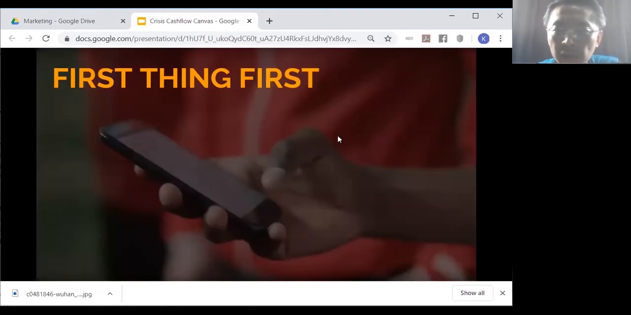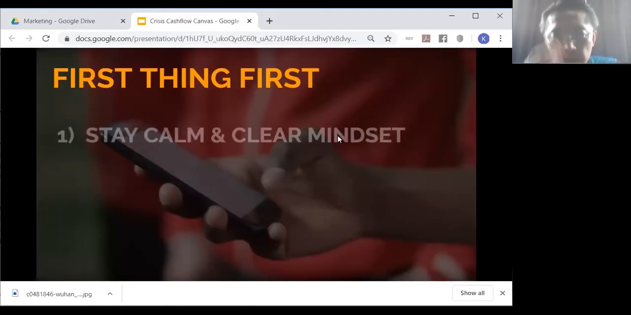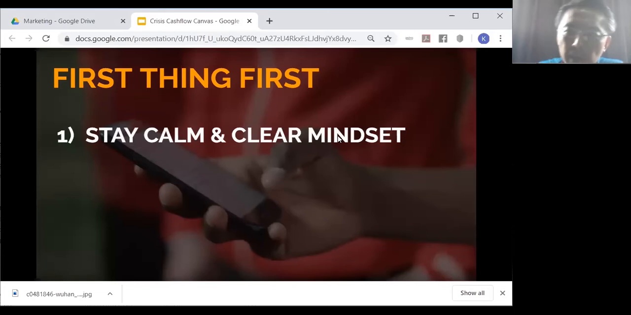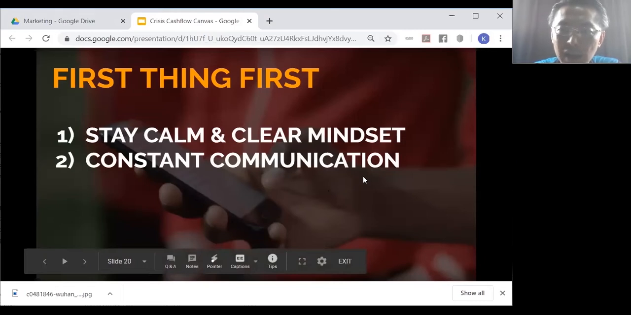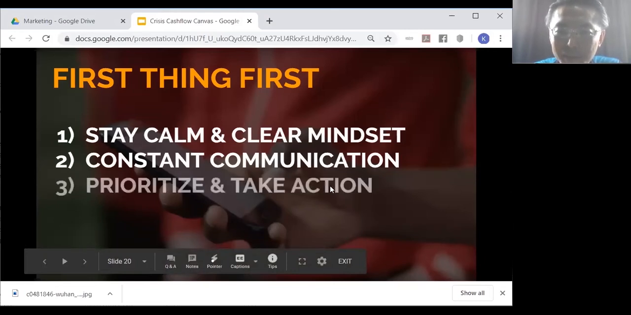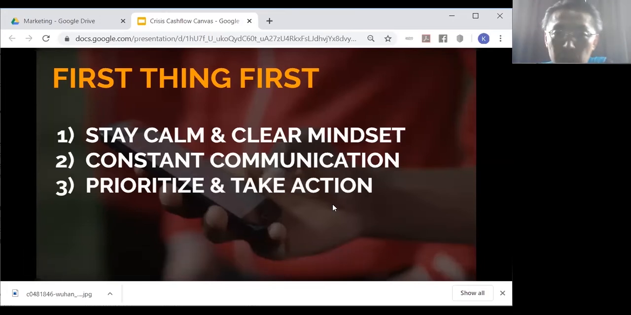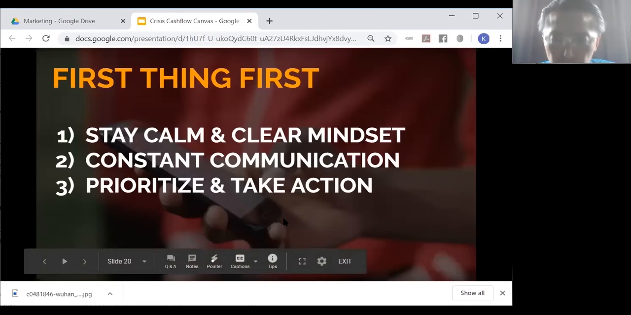So having shared that, first thing is that if you're in a crisis, you need to stay calm and clear your mindset, because when you're in panic mode, you can't do anything. Second thing is to have constant communication with our family, especially our spouse, to make sure that neither of us is choking each other down. And thirdly is to prioritize and take massive action. Because if we make all the plans and don't take action, it really means nothing.